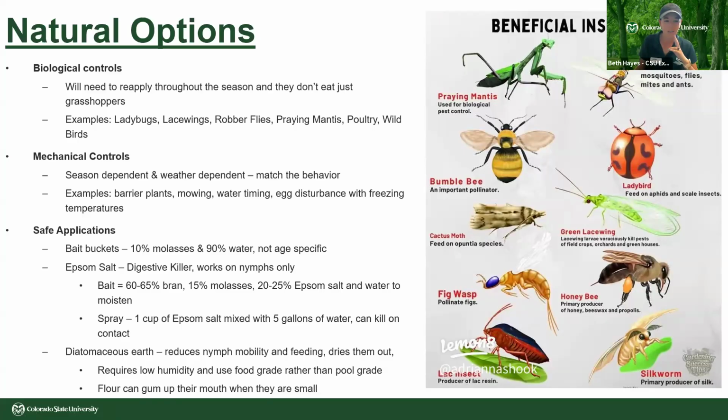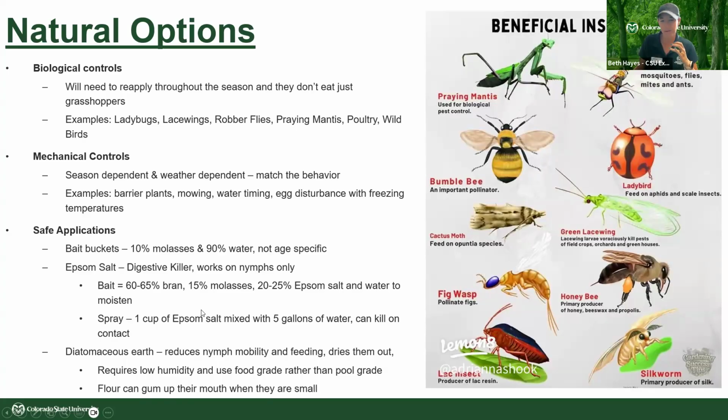Mechanical controls, we've talked about this. It's those barrier plants. It's mowing. Know your water timing, because again, when they're young, you could flood them out, but you're going to have to know where you're at in your life cycle, right? Because if they're at a certain stage where their legs are strong, they'll just climb or hide, and it won't really bother them. We won't talk about egg disturbance because that's more of a fall and winter item.